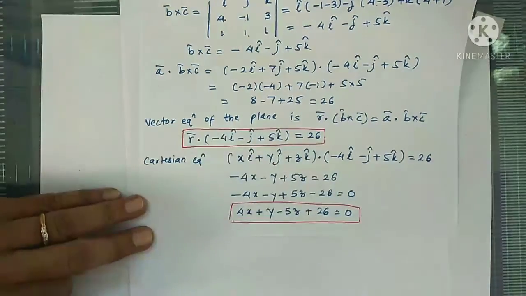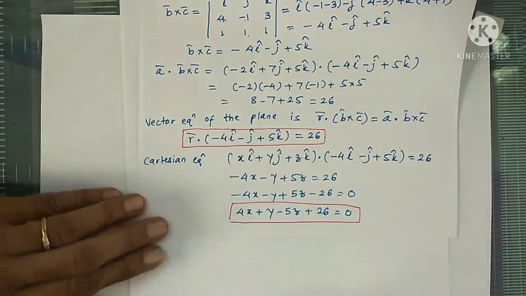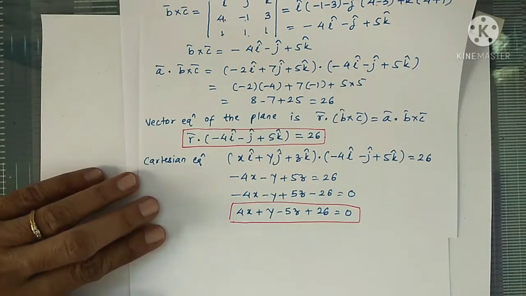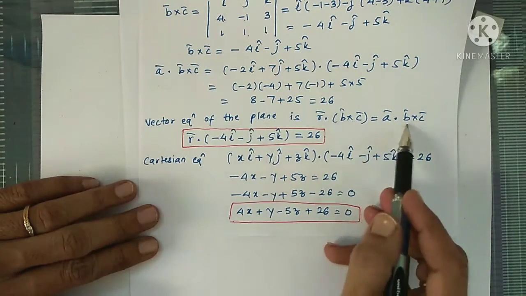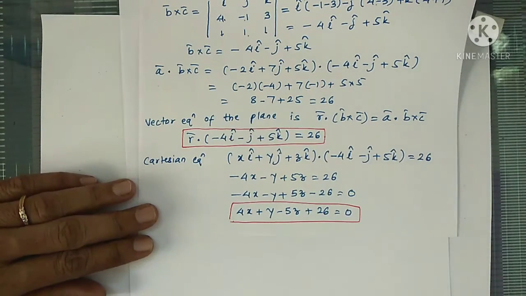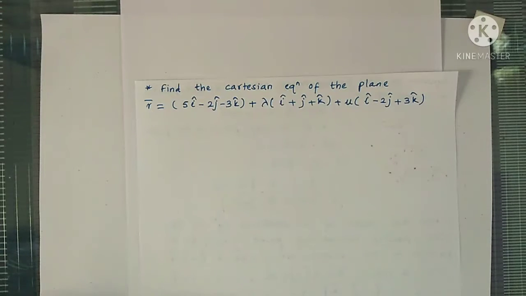So whenever a point is given and two vectors parallel to the plane are given, then the equation is r bar dot b bar cross c bar equal to a bar dot b bar cross c bar. Now consider this question. Find the Cartesian equation of the plane r bar equal to 5 i cap minus 2 j cap minus 3 k cap plus lambda multiplied by i cap plus j cap plus k cap plus mu into i cap minus 2 j cap plus 3 k cap.